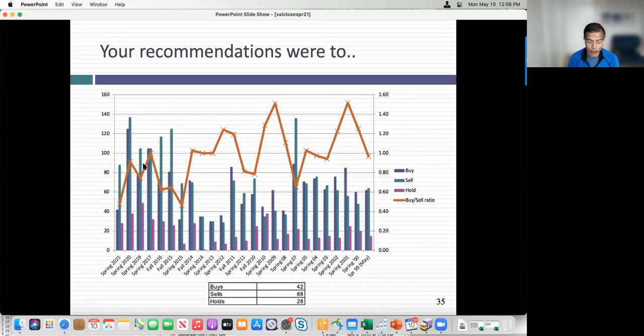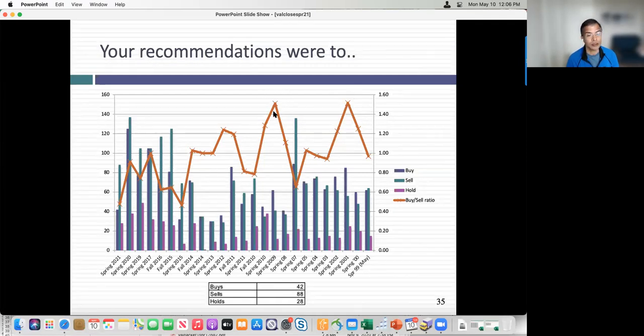So see this brown line? That's buys versus sells. So when that number is roughly 1, the number of buys and the number of sells are roughly the same. There have been periods where the buys vastly outnumber the sells. So for instance, spring of right after the dot-com boom bust, you can see the number of buys vastly exceed the sells.